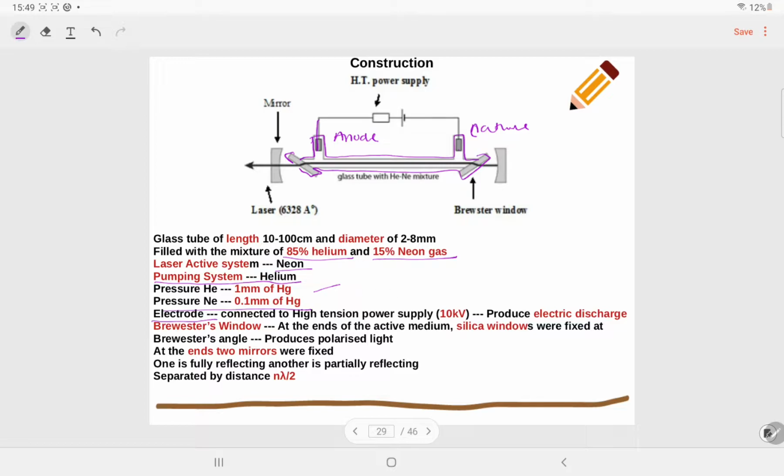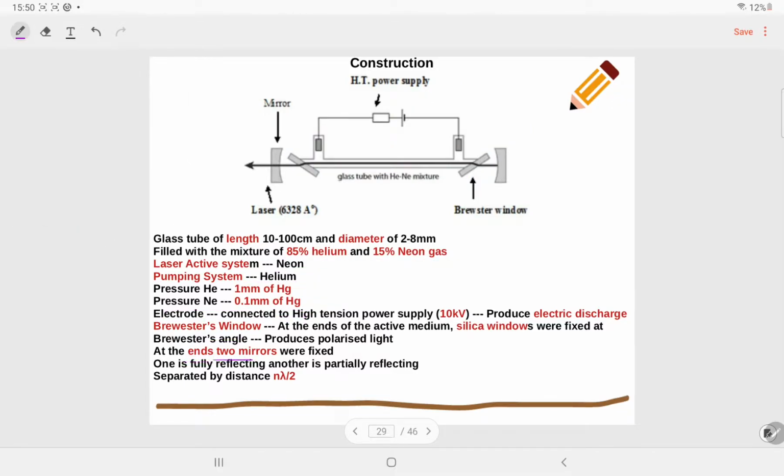Electrodes are connected to the high tension power supply, like a 10 kilovolt power supply used here, and produce an electrical discharge. Brewster's window is here, at the ends of the active medium, and silica windows are fixed at the ends. Brewster's angle produces polarized light. Okay, this Brewster's angle produces polarized light.